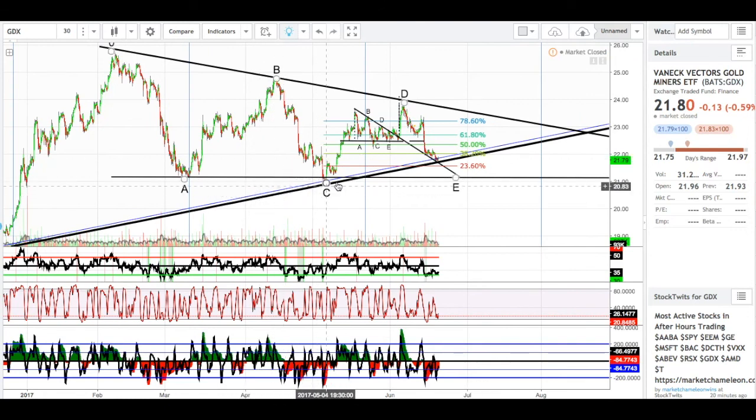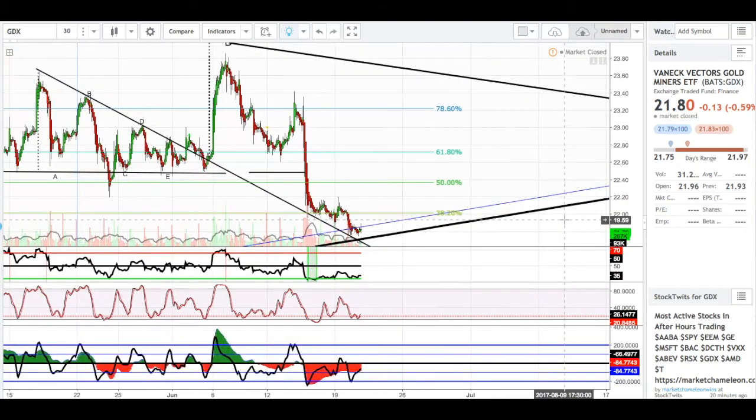This is our support line, and we are touching it right now. Another thing to note is that our support line for a descending triangle comes down here just slightly lower, about 50 cents or so lower. I'm interested to see if we are supported here by the 2-year long support line, or if we're going to break through this and be supported by the 5-month long support line.